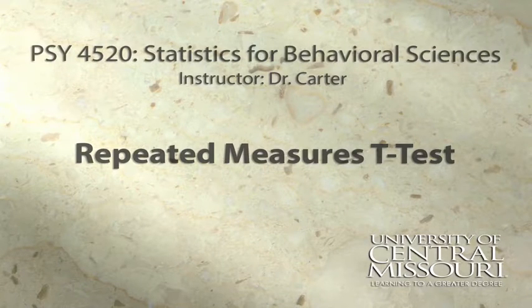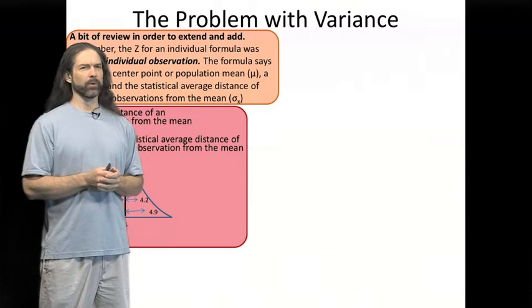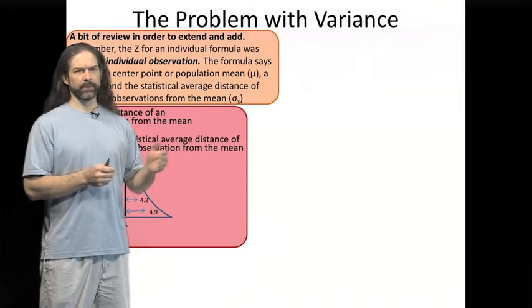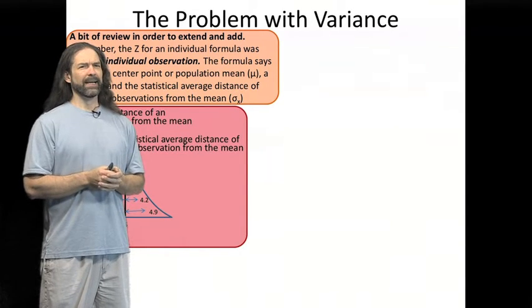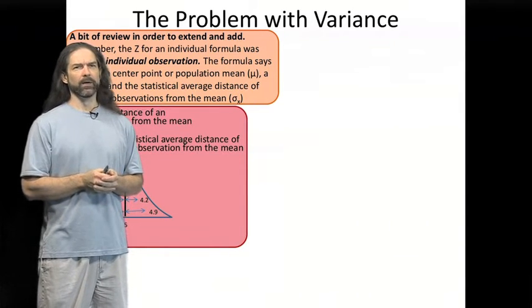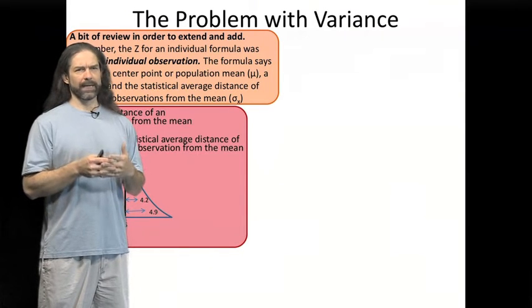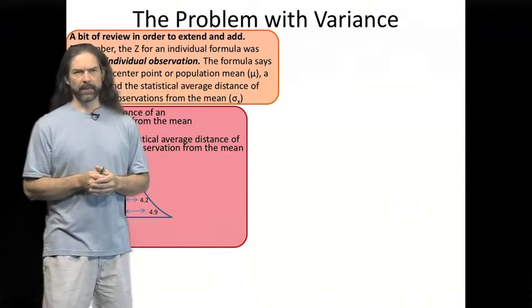Today we'll be doing the repeated measures t-test. But in order to really have a better understanding of that, we're going to have to review a bit, revisit some of the statistics that we've already covered, and add a little bit of understanding of probability and what's actually going on when we do an experimental design.